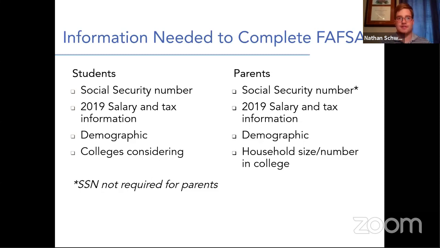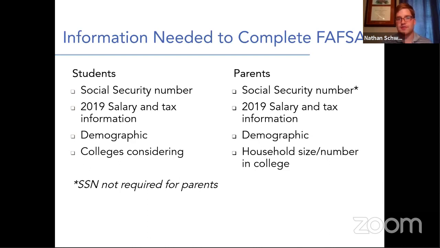So here is a list of information that students and parents need to complete the FAFSA. Students will need their social security number, income and tax information from 2019 if they worked, demographic information such as their address, date of birth, high school, and gender for selective service purposes, and a list of the colleges that they are considering so that the FAFSA can be sent to each of those schools.